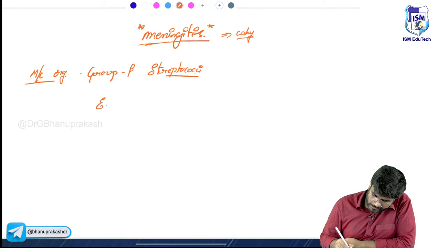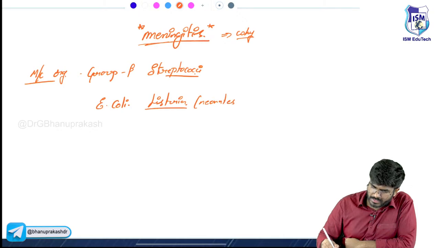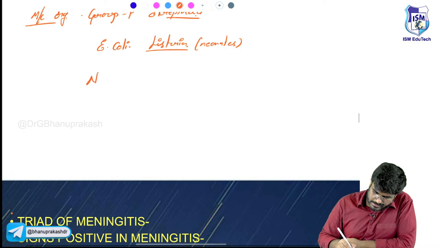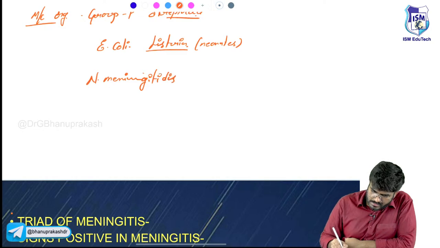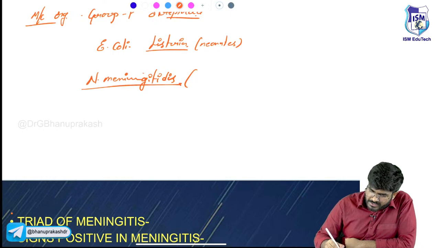Apart from this, E. coli. Next, Listeria monocytogenes, especially in the neonates. So there are other organisms like Neisseria meningitidis; the name itself has meningitis. This Neisseria meningitidis is going to cause meningitis especially in children and teenagers.